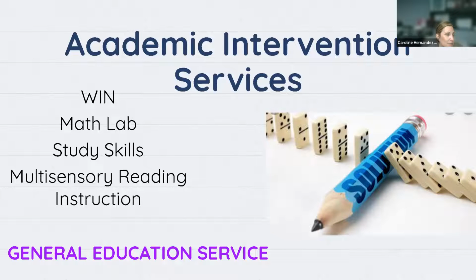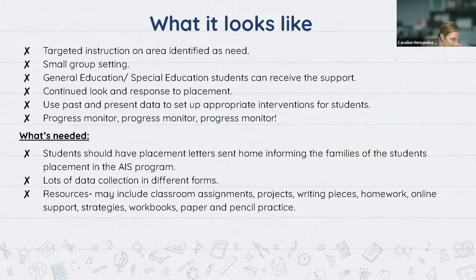But in terms of an academic intervention service for multisensory reading, that is a general education service. So what might that look like? It will be targeted instruction in an identified area as needed. So again, we are targeting the highest leverage skill that if the student makes gains on, will be able to support them achieving all of their other academic areas. So both general and special education students can receive this support, but it may look very differently.